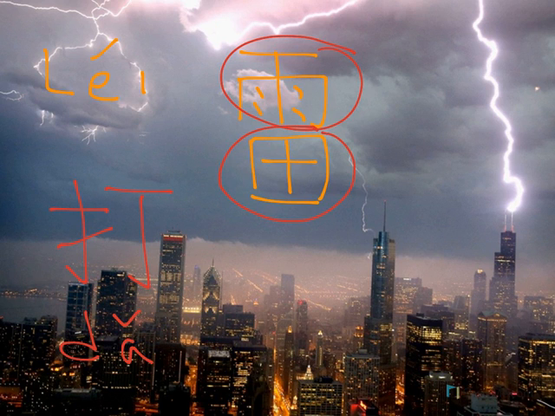雷 actually means the thunder. There's a different word for the lightning itself. For the lightning itself, they just use 电, 雷电, which would mean thunder and lightning. But 雷 is actually the thunder. 电 is the lightning.